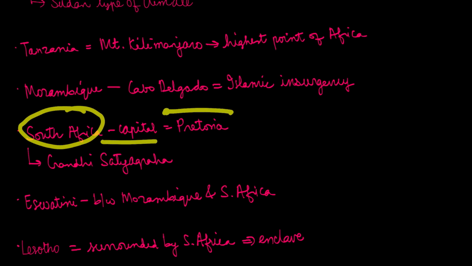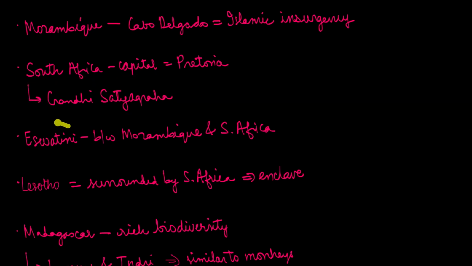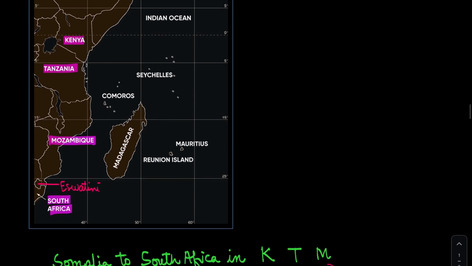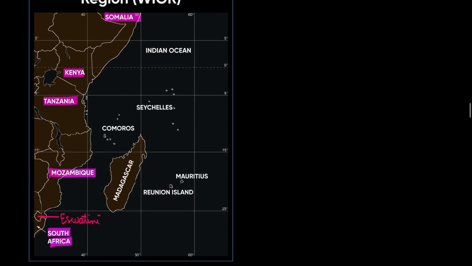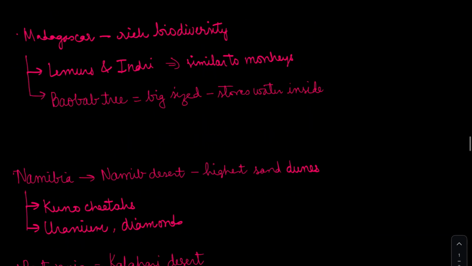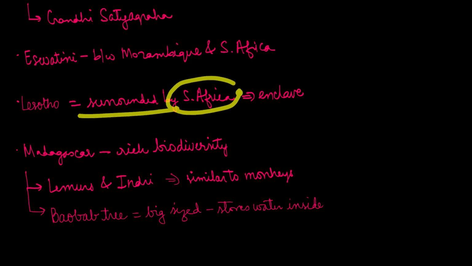Its capital is Pretoria. And South Africa, everybody knows, is famous for the Gandhian Satyagraha. Then the country of Eswatini, which is landlocked, which I showed to you, is between Mozambique and South Africa. So Mozambique over here, South Africa over here. This is Eswatini. Also, we've seen the Madagascar island and the islands in the Indian Ocean. These are some of the islands: Seychelles, Comoros, Mauritius, Reunion Island. Okay, so then there is Lesotho, which is surrounded by South Africa. It's an enclave.